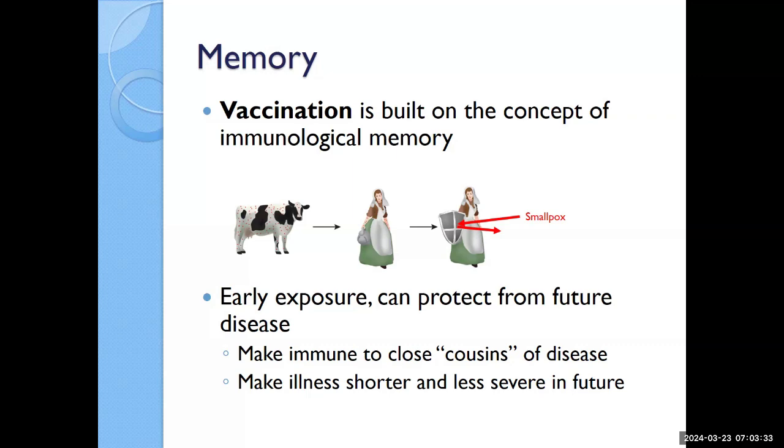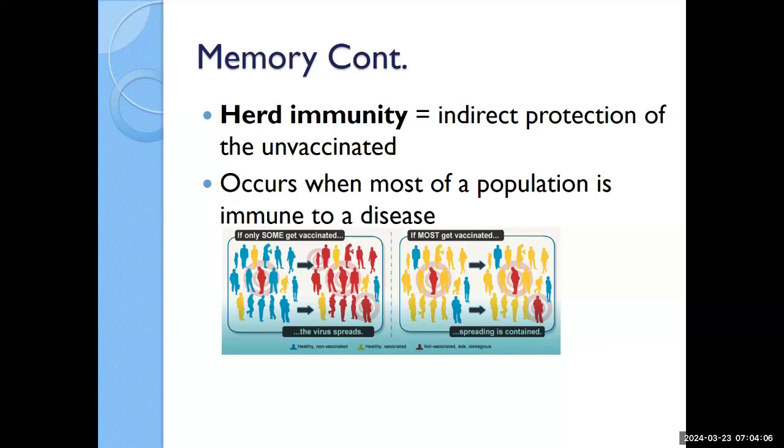And he hypothesized that the early exposure to cowpox, being a close cousin of smallpox, would be able to protect them from future disease. And where not completely resistant, might result in a much shorter or less severe illness if smallpox were encountered in the future. If enough of the population is vaccinated, we get something known as herd immunity.